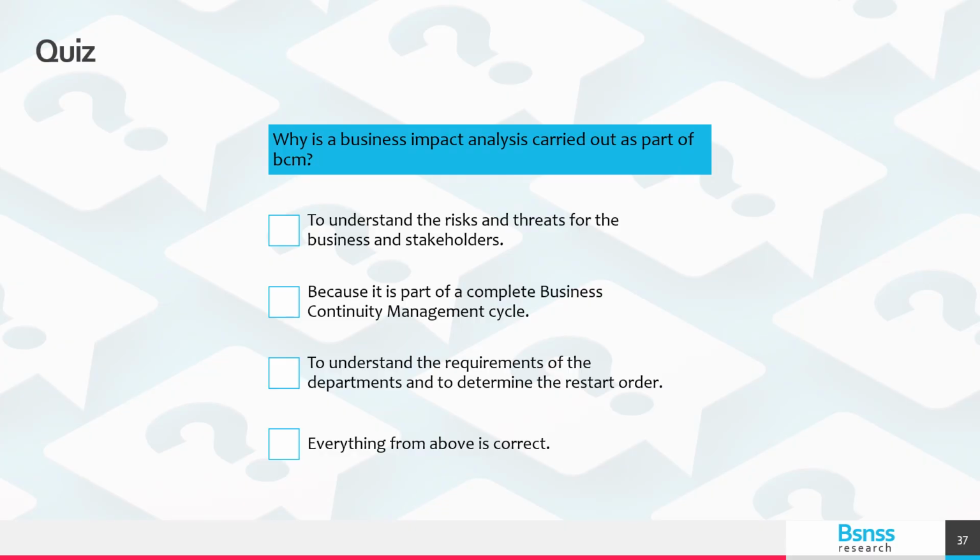Quiz. Why is the business impact analysis carried out as part of BCM? 1. To understand the risks and threats for the business and stakeholders. 2. Because it is part of a complete business continuity management cycle. 3. To understand the requirements of the departments and to determine the restart order. 4. Everything from above is correct. Please stop the video if you need more time now. The correct answer is to understand the requirements of the departments and to determine the restart order.